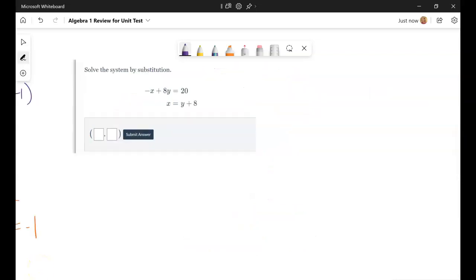Do we have something that is isolated? X. So I'm going to put a box around it here. X is equal to y plus 8. I have to drag and drop it. I have to be careful in this problem because what's in front of that x in that first equation? Negative sign. You see that negative sign? I'm going to treat that like a negative 1. And then I'm going to put the y plus 8 inside there.